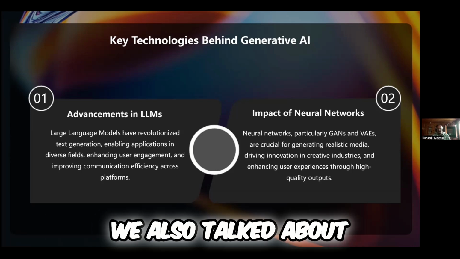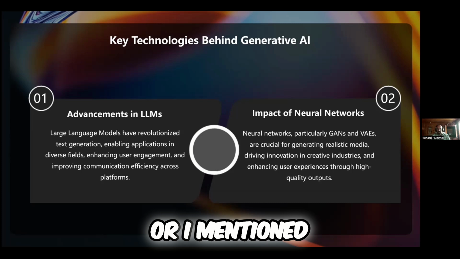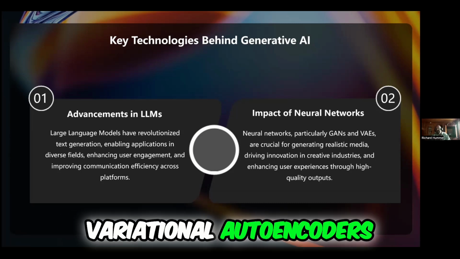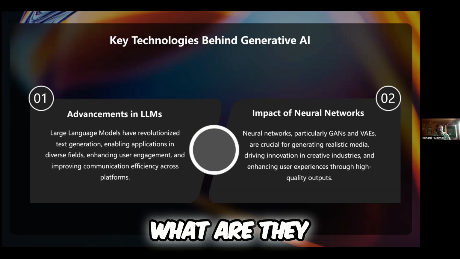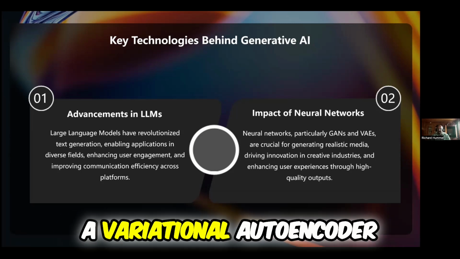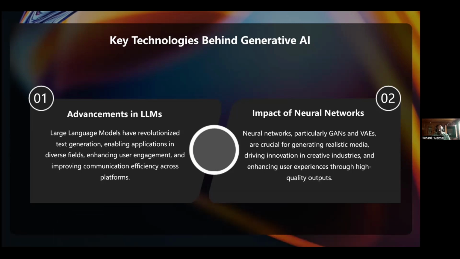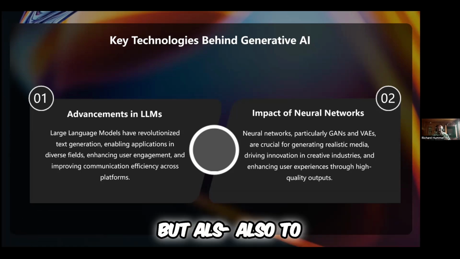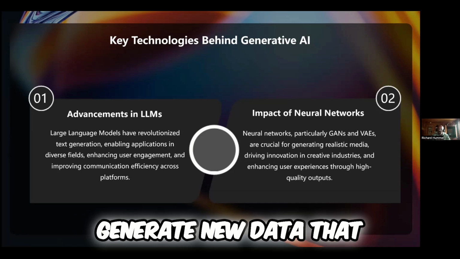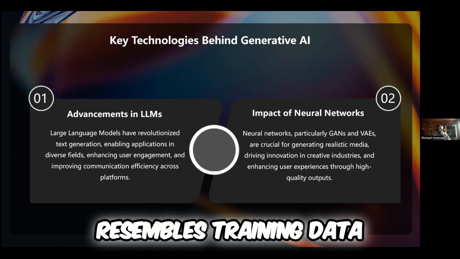We also talked about, or I mentioned on the last slide, variational autoencoders. So what are they? A variational autoencoder is designed not just to compress and reconstruct data, but also to generate new data that resembles training data.